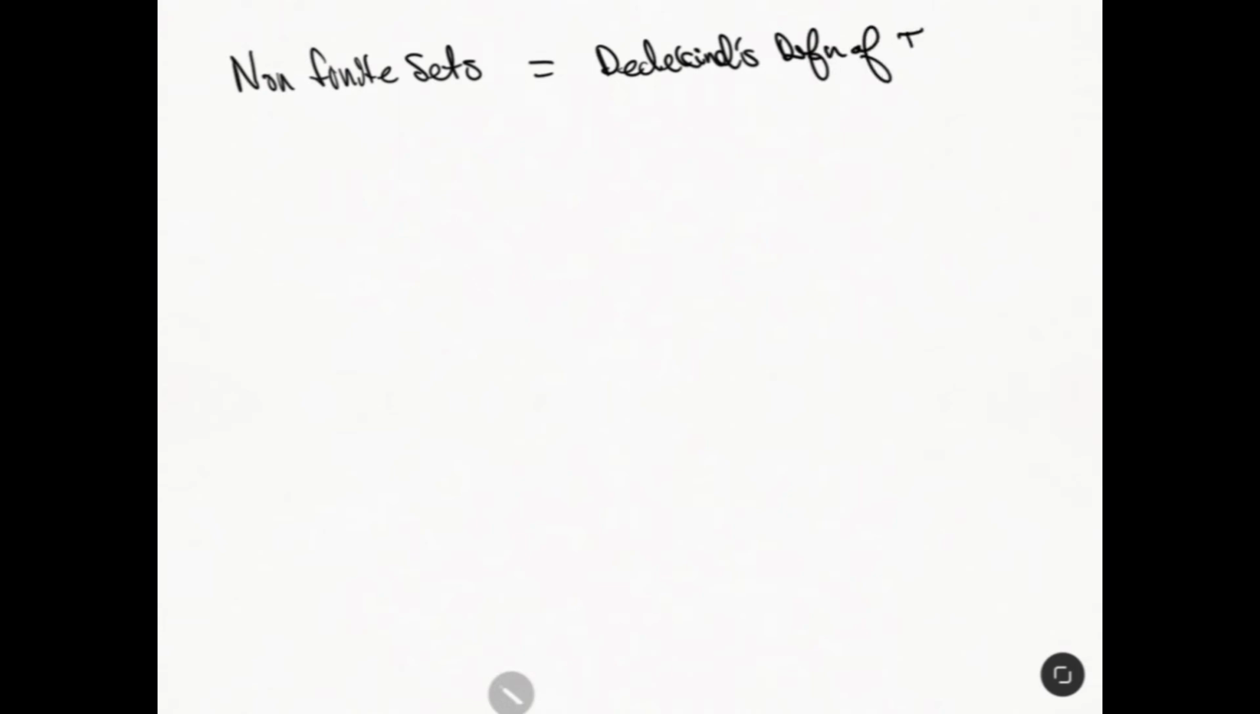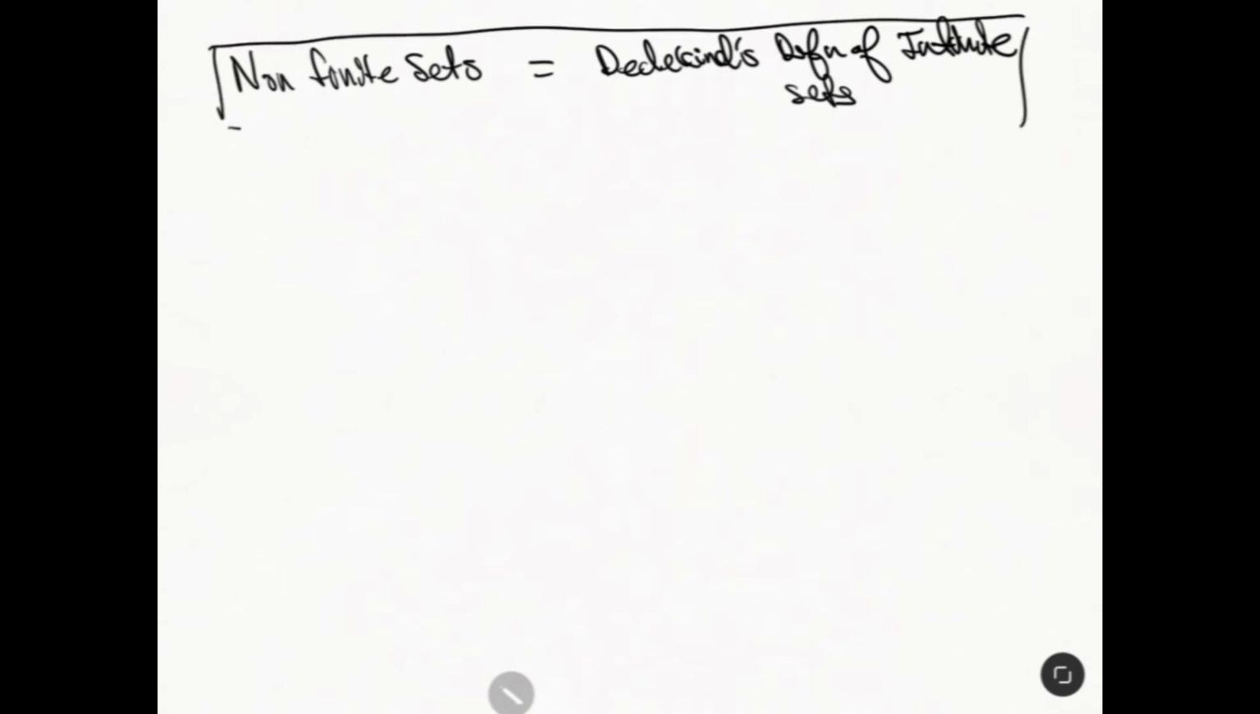All right, so in this video, I'm just going to clear up the two definitions of infinite. One was that, let me write that out, non-finite sets are the same thing as Dedekind's definition of infinite sets. So that's what this video is about.